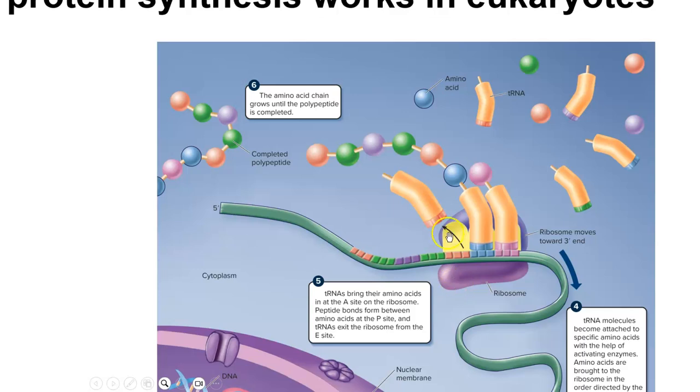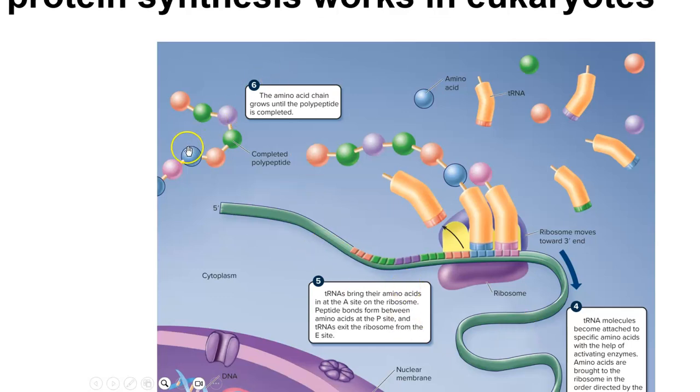Here we have the small and large units of our ribosome. We've got mRNA moving through the ribosome in this direction. tRNA is bringing the anticodon that matches the codon on the mRNA so that we can line up our amino acids. They arrive at the A site, go to the P site to create their peptide bond, and then exit the ribosome through the E site so that they can go pick up another amino acid and come back in to do the same process for a different protein.